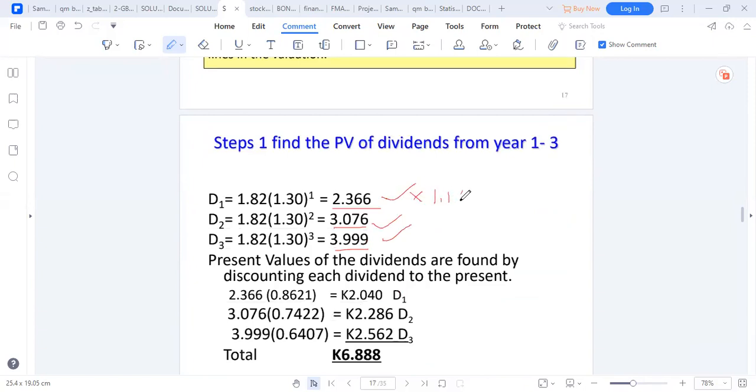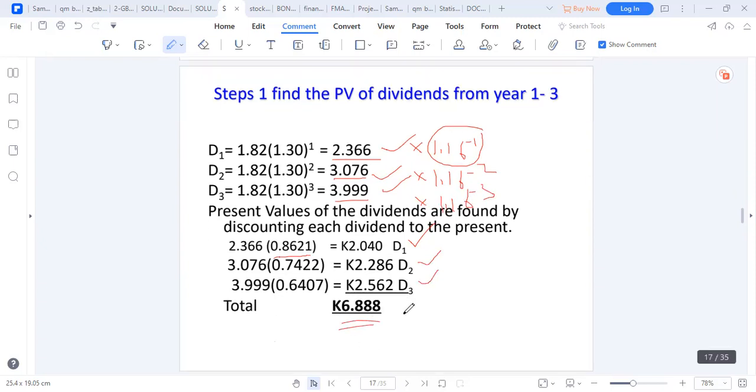So we can either use the tables or the manual calculation that I was telling you. So 16% is 1.16 to the power -1. But if you check this in the table, 16% under 1, it will be 0.8621. When you discount this figure, it will be 2.040. Again, you discount this one, 3.076 times 1.16 to the power -2. And check this in the present value factor to give you 0.7432. Multiply by that one. This will give you 2.286. Same, 1.16 to the power -3. And discount this one, it will give you 2.562. Then when you add all these, you get our value of stock for phase 1. Are you following me closely?